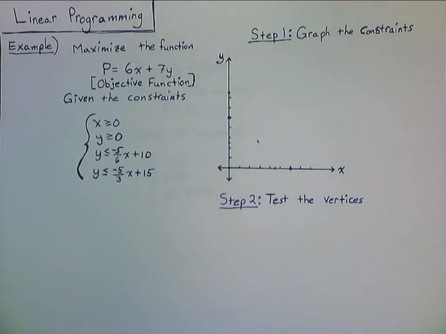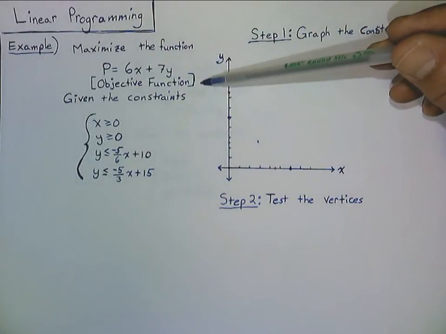Today we're going to be talking about linear programming, and we're just going to work through an example. You're going to want to watch this several times. I doubt you're going to catch everything the first time through. But the point of linear programming is to optimize what's called an objective function here.